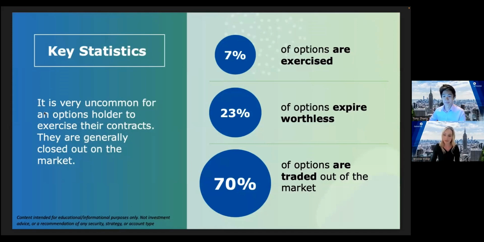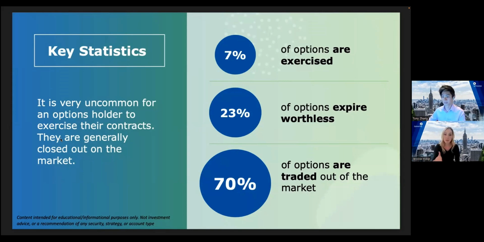So here's some key statistics, and these were pulled from the OIC website, which then linked to the OCC website subsidiary. So these are real statistics that show exactly how much are exercised, expire worthless, and are traded on the market. And let's explain that for a little bit. But 7% of options are actually exercised. So a lot of you, I think I saw 5, 10, 15, 20 a lot. That's, like Tony said, right in the right place.